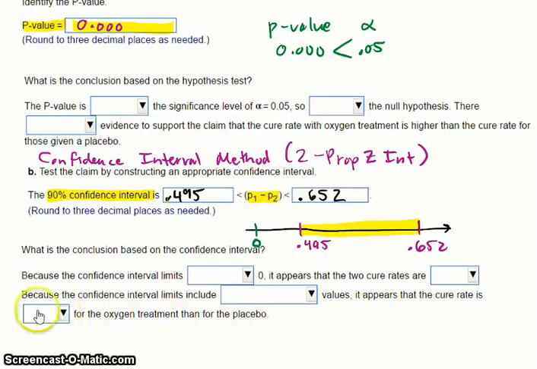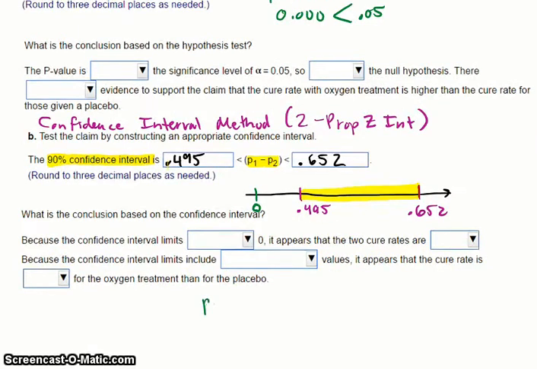What that means, again, greater, is that if p sub 1 minus p sub 2 is greater than 0, then p sub 1 is greater than p sub 2. All of these are positive values, so p sub 1 must be greater than p sub 2.